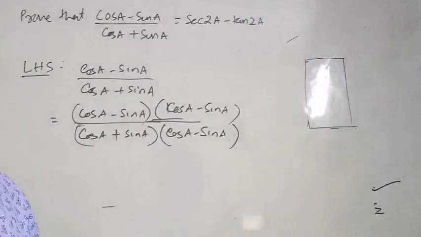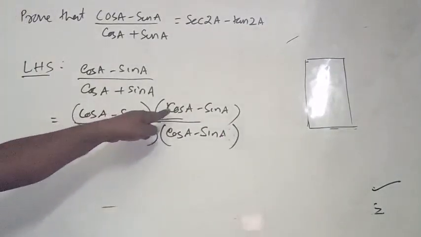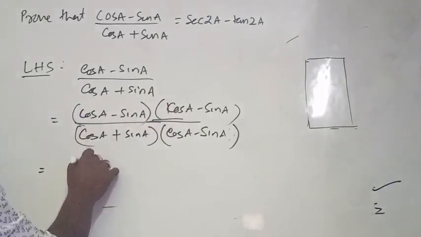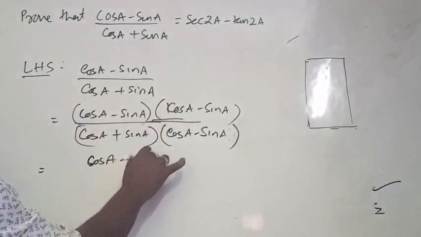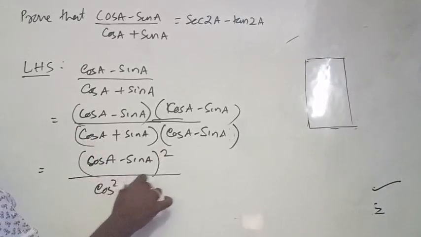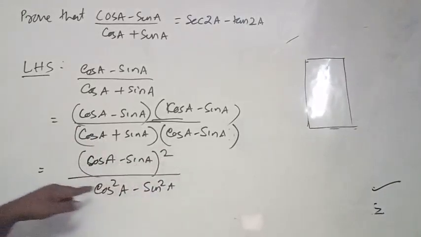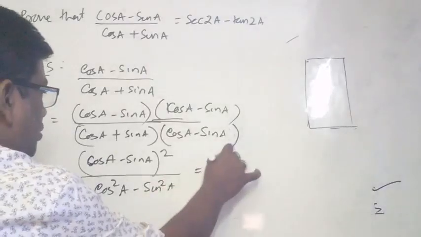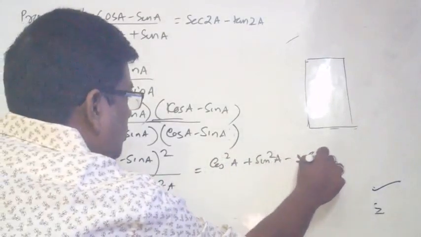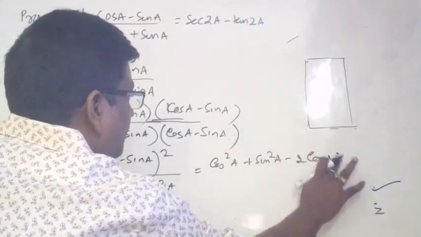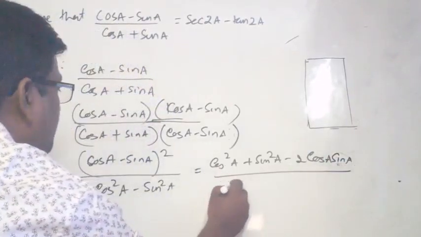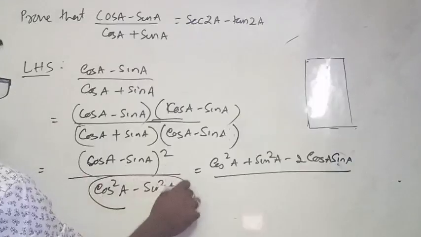Cos a minus sin a into cos a minus sin a is cos a minus sin a whole square, divided by what? This is cos square a minus sin square a. So using a minus b whole square, what is here? Cos square a plus sin square a minus 2 cos a into sin a, divided by cos square a minus sin square a.